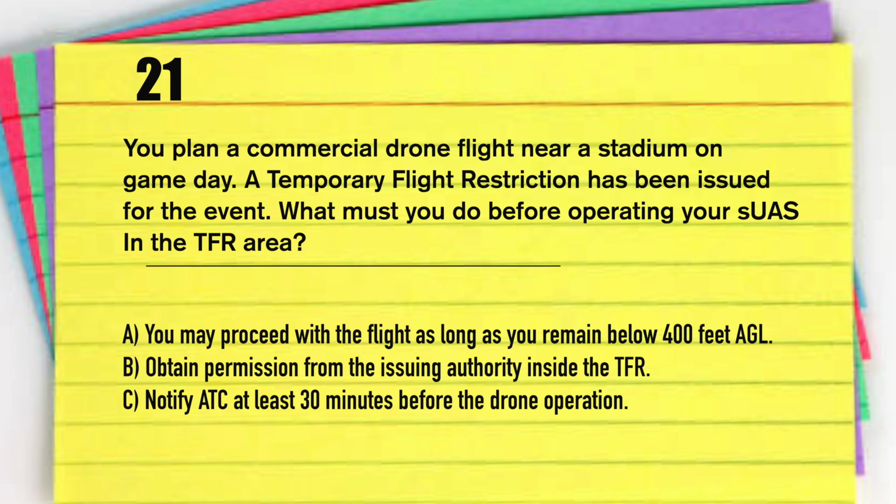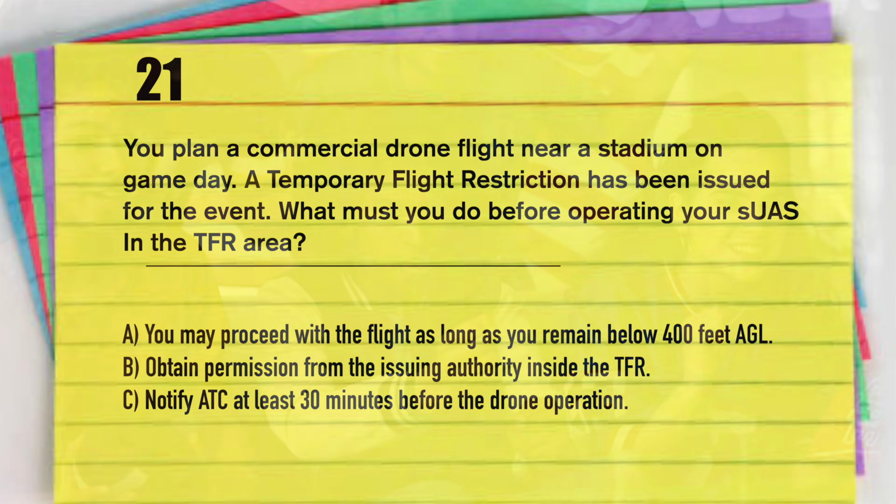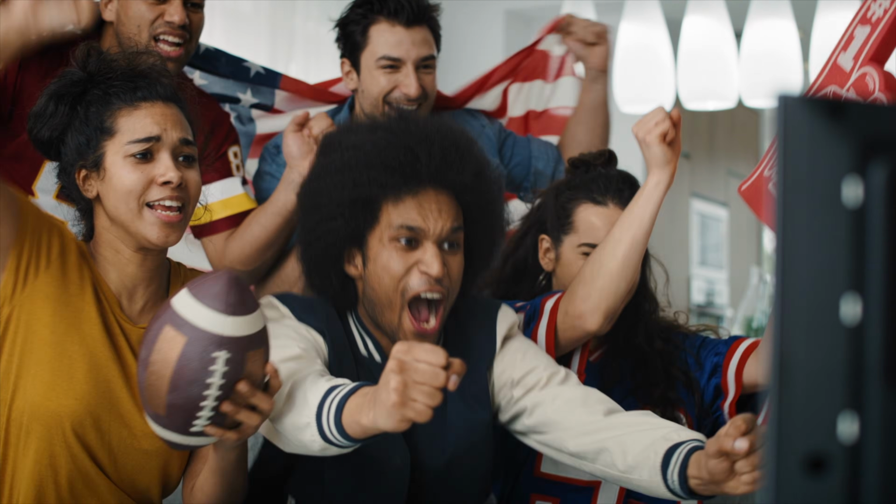Number 21, you plan a commercial drone flight near a stadium on game day. A temporary flight restriction has been issued for the event. What must you do before operating your SUAS in the TFR area? Now, if you don't know what a TFR is, or it simply has not been explained to you, then there's no way you're going to be able to answer this question. You're simply going to have to guess. So instead of doing that, why don't I just explain it to you?